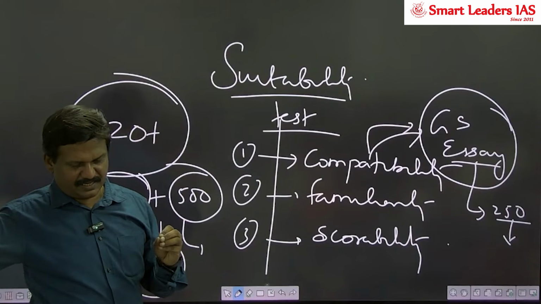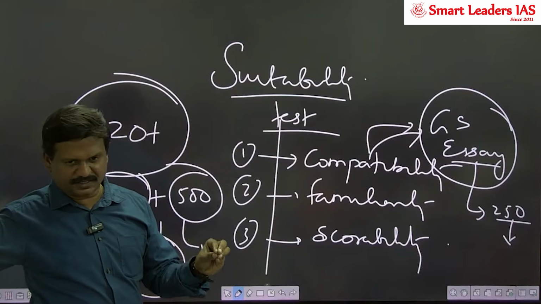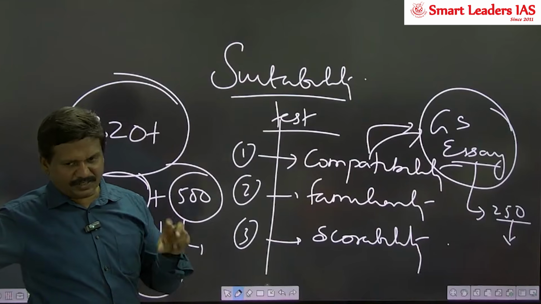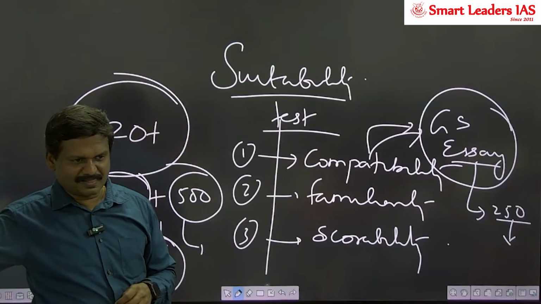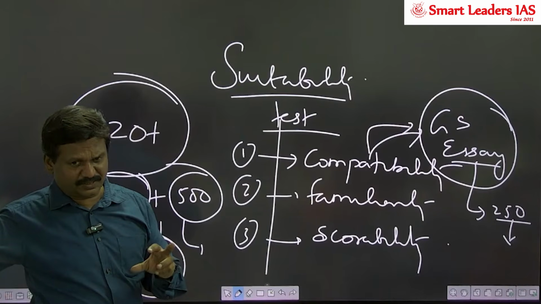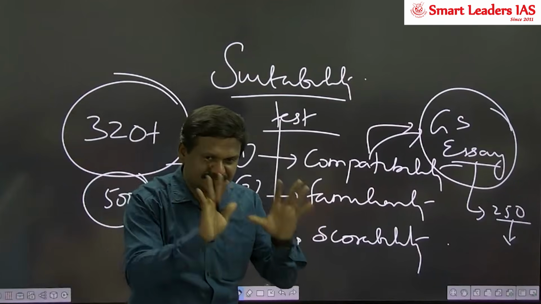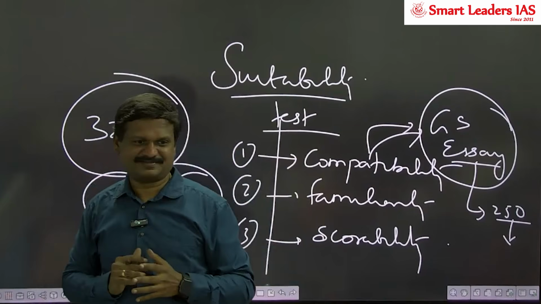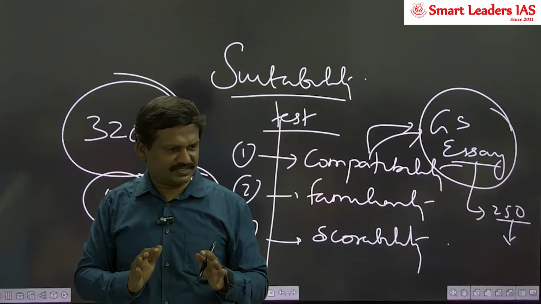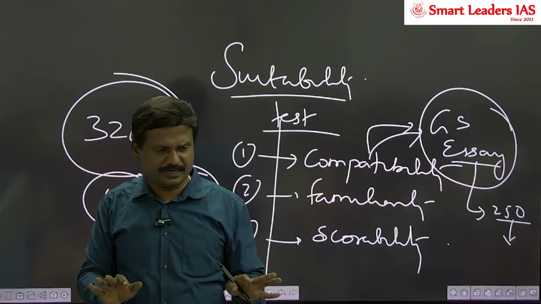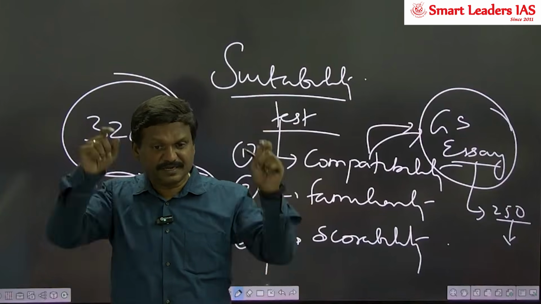See, in GS paper 1, you have 3 topics. One is society, another is history, third is geography. Anyhow, history and geography, everybody will study in their prelims. So you will clear the examination not because you studied what others studied. You clear the examination because you study what others did not study. Understood or not? You clear the examination not because you studied what others studied. You also studied what others did not study.